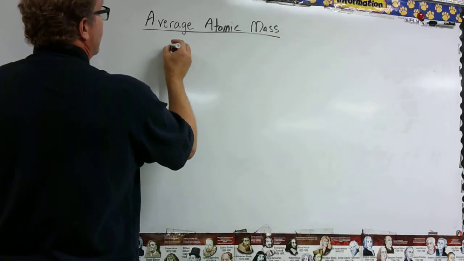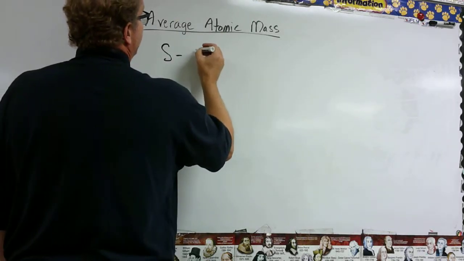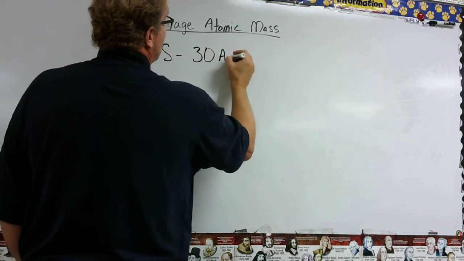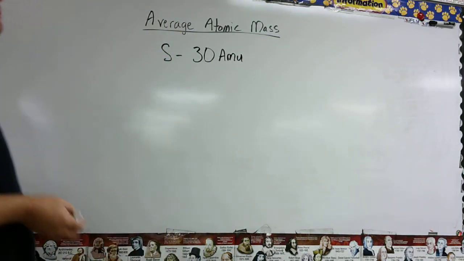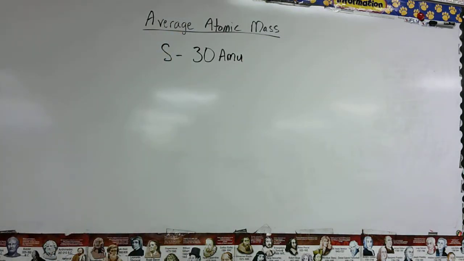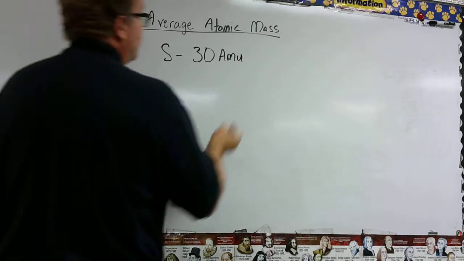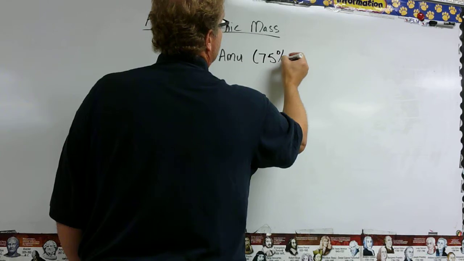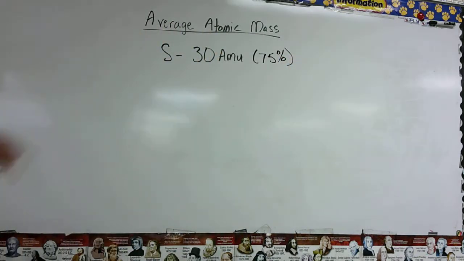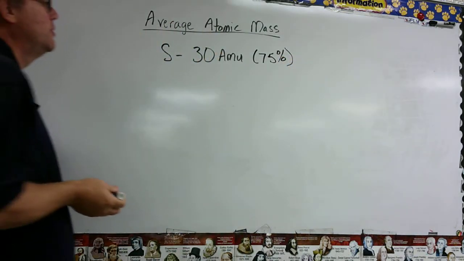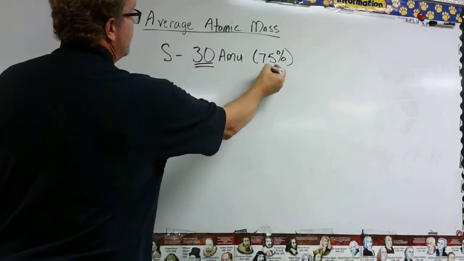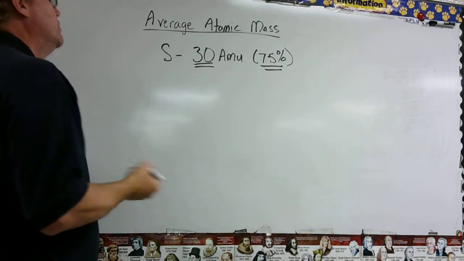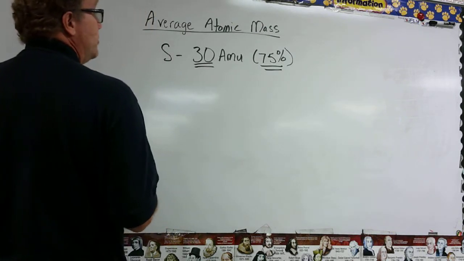So let's say I have a sulfur with a mass of, let's go 30 AMU, which is atomic mass units. That's just the mass. And let's say my abundance is 75%. So what you have to do is group these numbers. You're going to have to use your mass and your percent. They're all set up the same way. Sometimes they have a little more information than what you need.